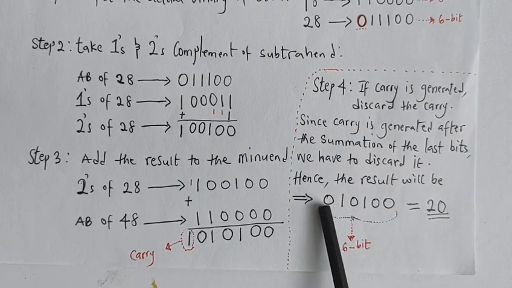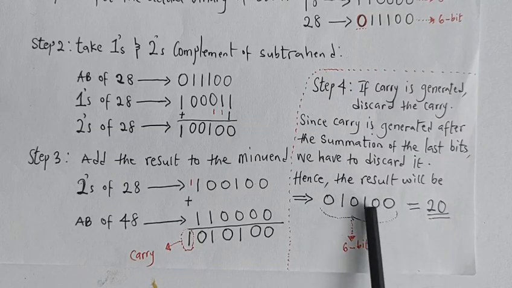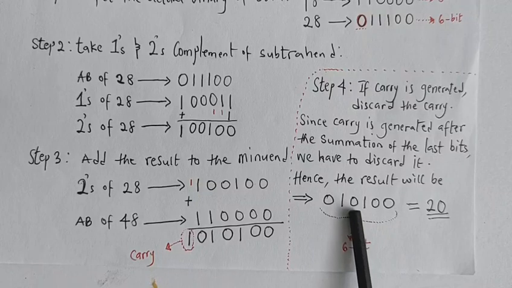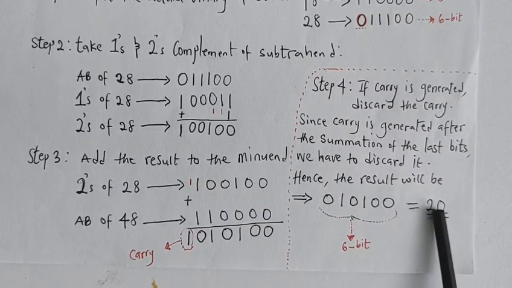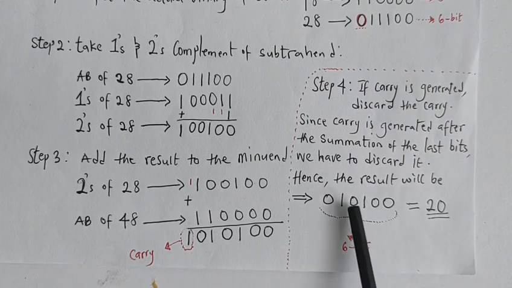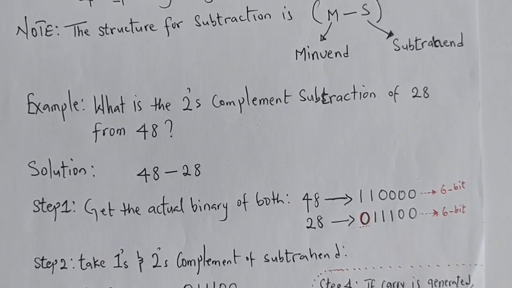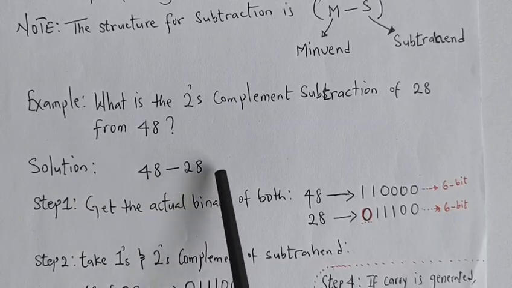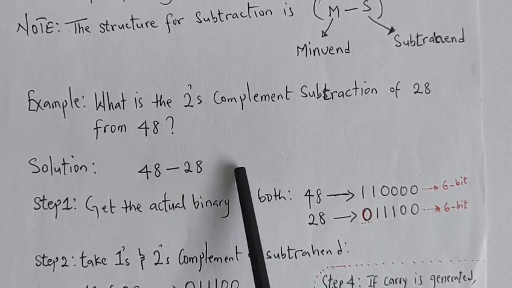Because what you have here is 1, 2, 3, 4, 5, 6 bits. So you have 16, you have 0, and then you have 4. So 16 plus 4, you're going to have 20. If you do that to the original question, 48 minus 28, you're going to have 20.